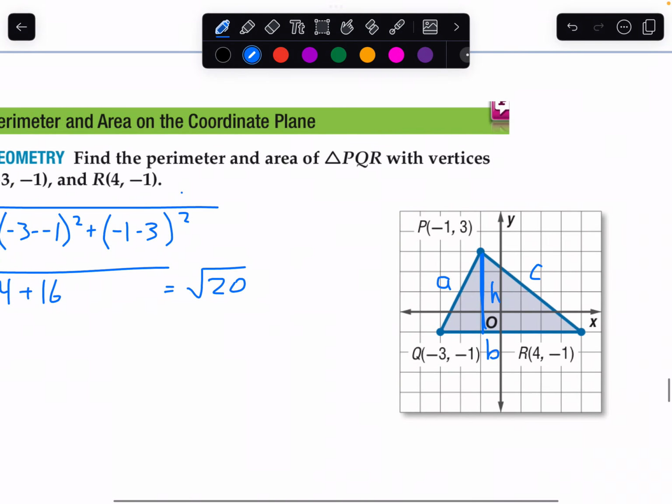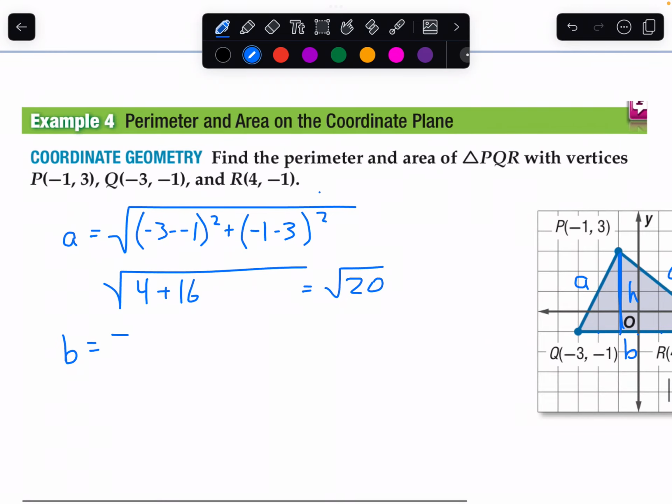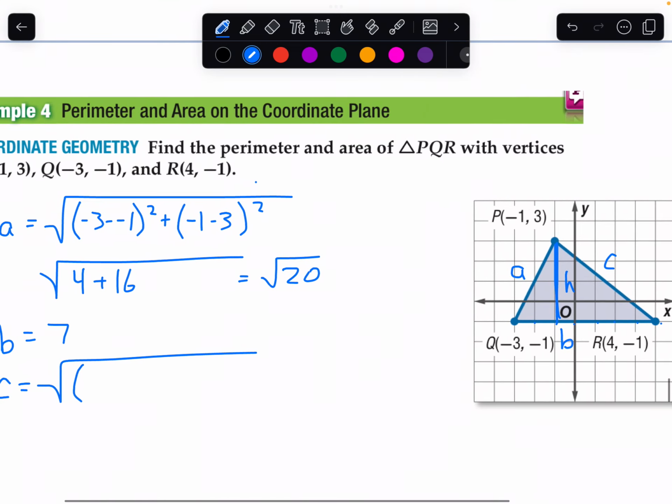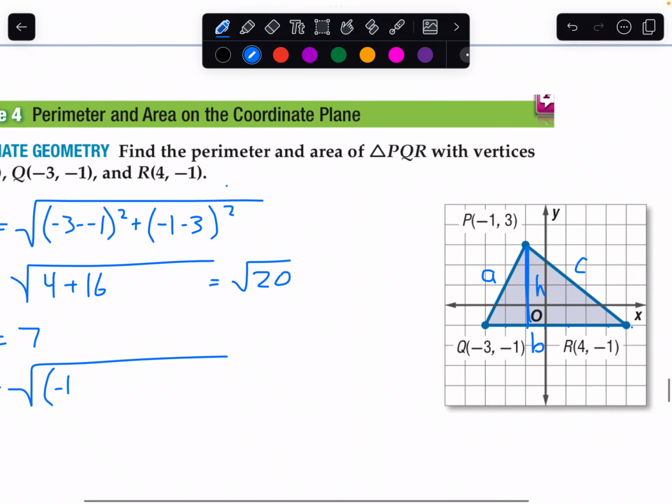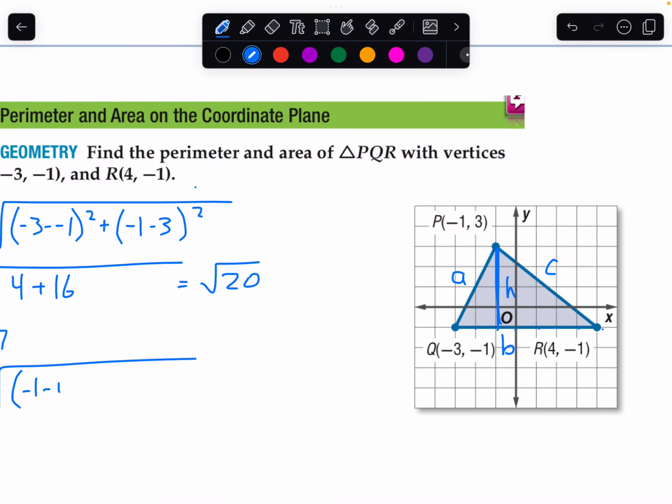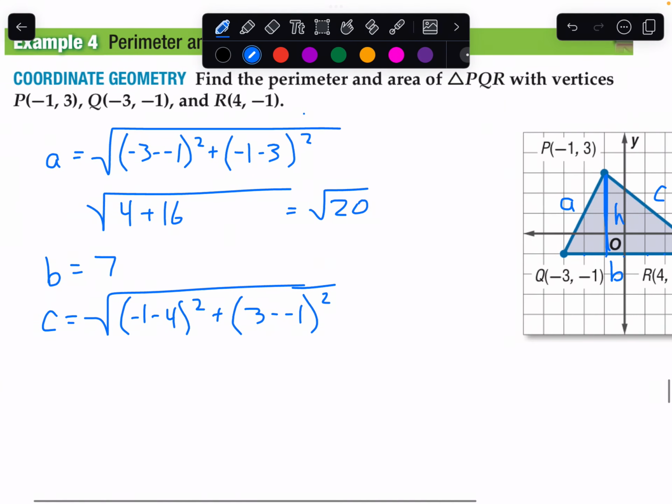Side B, we can just count the squares here. 1, 2, 3, 4, 5, 6, 7. And C is another distance formula. We have from point P again, -1 minus 4 squared plus 3 minus -1 squared there. -1 minus 4 is -5. Squared is 25. 3 minus -1 is 4. 4 squared is 16. 25 plus 16 is 41.